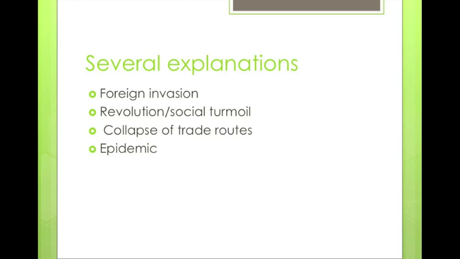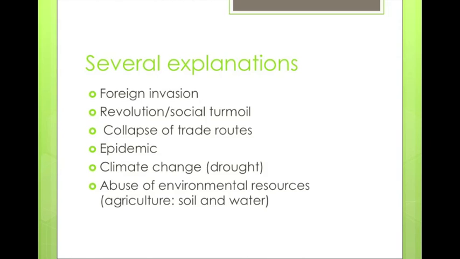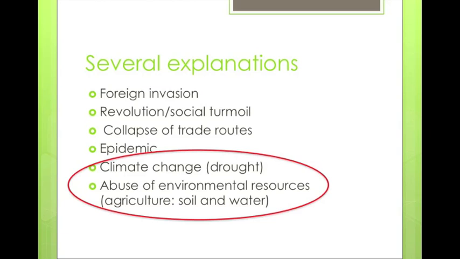An epidemic, and there's always a possibility that an epidemic could have wiped the population out. However, there hasn't been a whole lot of evidence of that. Climate change, and particularly droughts, and again this issue of abuse of environmental resources, particularly soil and water through agriculture, and the majority of the studies and evidence points to some combination of climate and environment and abuse of environmental resources, which all fall under the general environmental issue of this interaction between the Mayas and their surrounding environment.